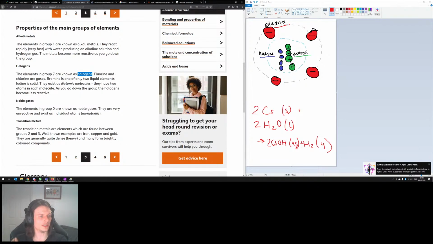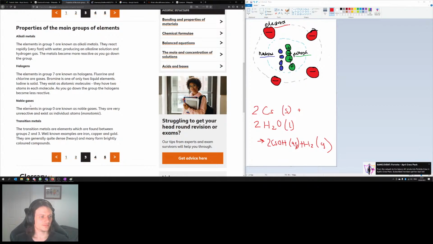Fluorine and chlorine are gases. Bromine is one of the only 2 liquid elements. Iodine is solid. They exist as diatomic, 2-atom molecules. They have 2 atoms in each molecule. As you go down the group, the halogens become less reactive.